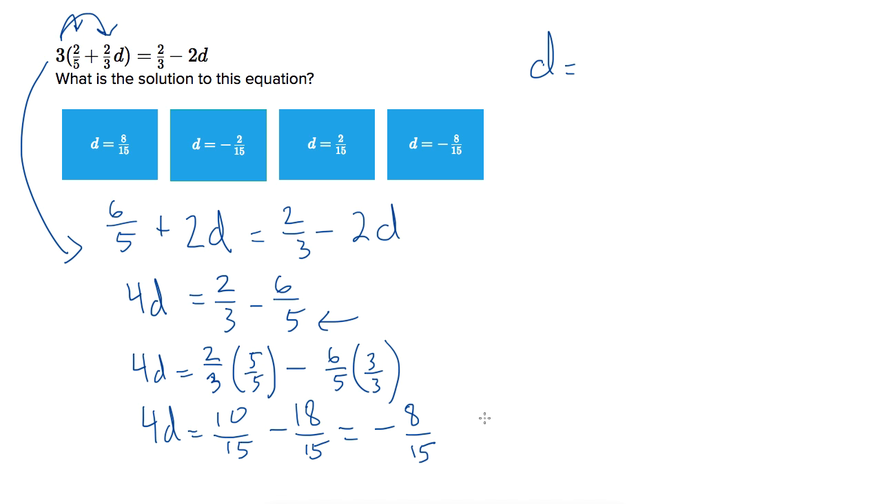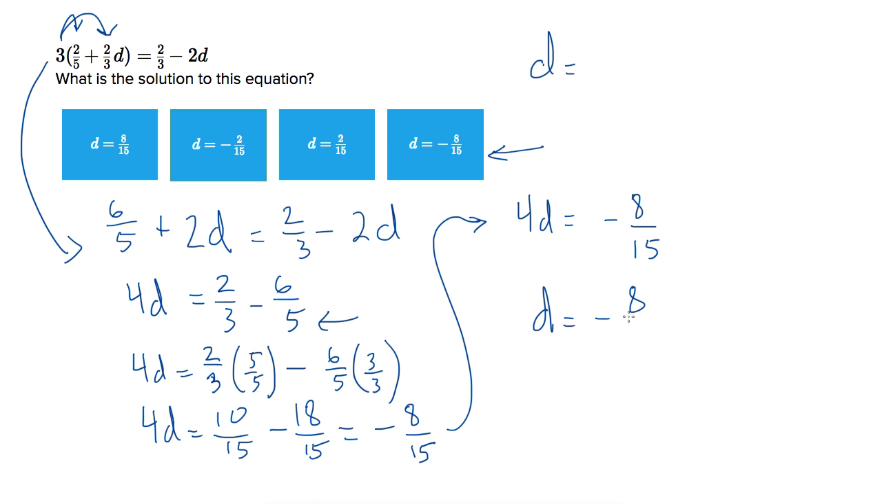Okay, so now that is equal to -8/15. Okay, so now we just have 4d equals -8/15. Looks like we're now on track because the denominator is 15ths for all of these. And so now we just divide both sides by 4. So d equals -8/15 divided by 4. So what's 1/4 of -8/15? That would be -2/15.